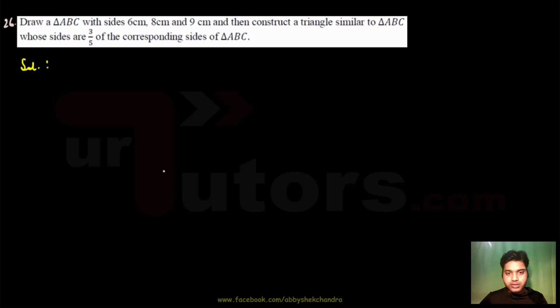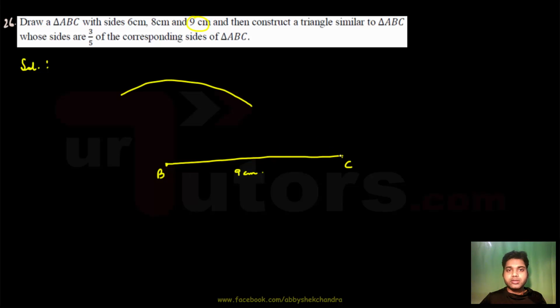Okay, so what you do is you draw this 9 cm line, name it BC, then from B you draw an arc of 6 centimeters, and from C you draw an arc of 8 centimeters. This will give you the point A. When you join A to B and C, you will get the triangle ABC. That is the first part of the question.